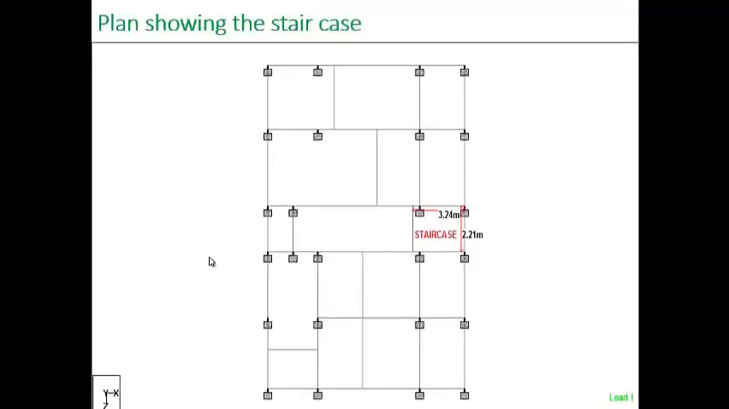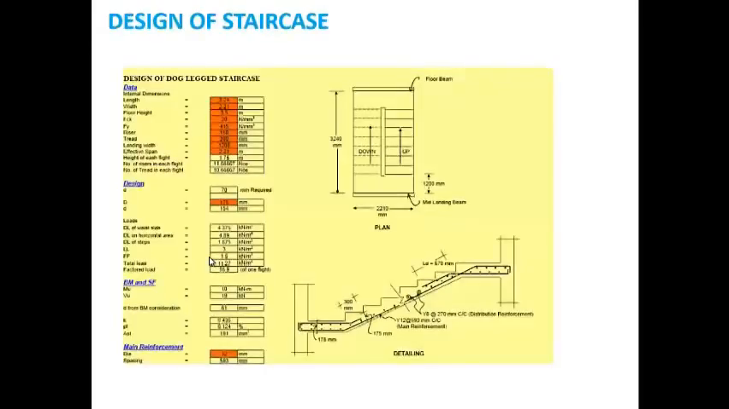the MS Excel sheets. This is a plan showing the location of the staircase, which is 3.24 meters by 2.1 meters. The staircase is designed using the MS Excel sheet, providing the length and width of the staircase, providing the FCK and FY values, and the riser and tread of the staircase. The staircase is designed for the limit state design, the reinforcement details are specified, and the center to center distance of the reinforcement is obtained.